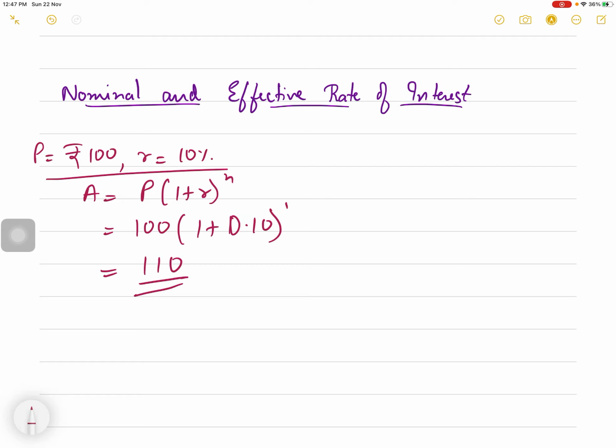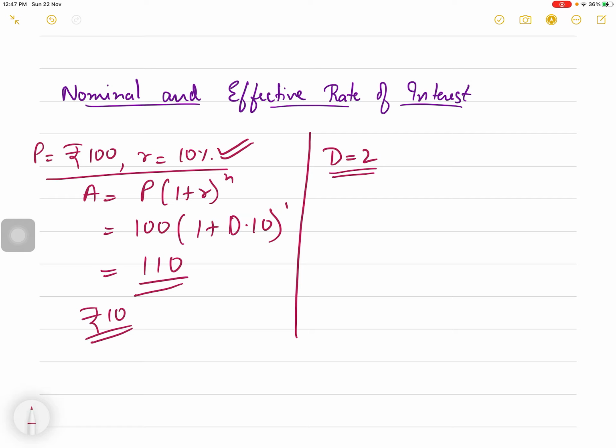So when compounding is done annually, the rate of interest is 10%. The earning is also 10%. So rupees 10 is the interest, which is 10%. Now, if the interest is compounded half yearly, then in that case D is equal to 2, right? Because compounding is done twice in a year.